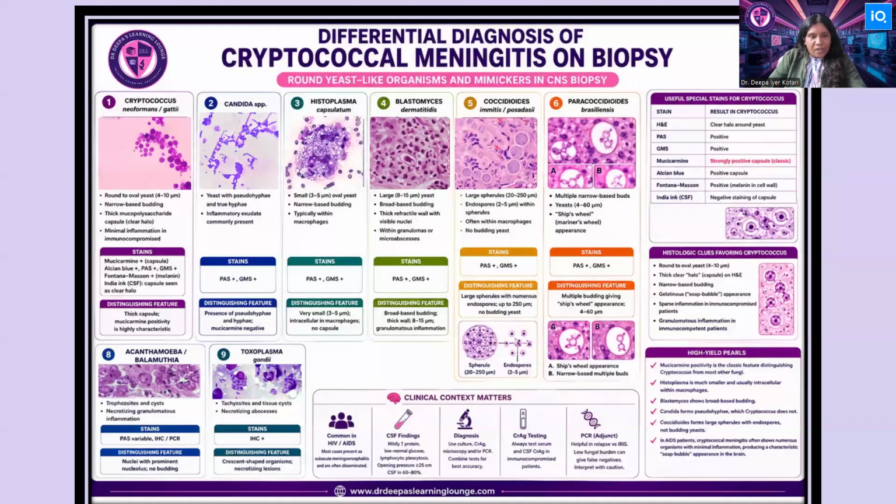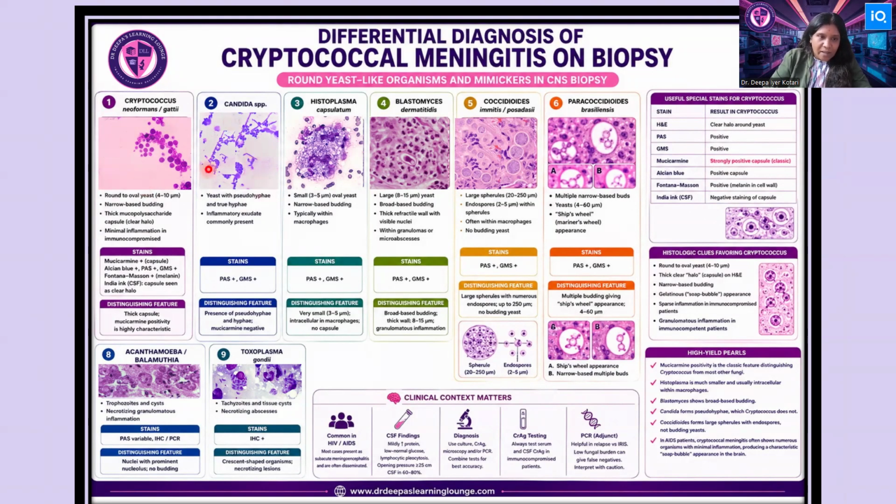If you see this differential table here, whatever we spoke about is clearly elicited in this table. This is the picture of Cryptococcus. What you're able to see here is roughly the size of an RBC. You see these rounded organisms. They are about 5 to 8 microns in size. And mucicarmine will clearly show you the organism. And another diagnostic stain is India ink.